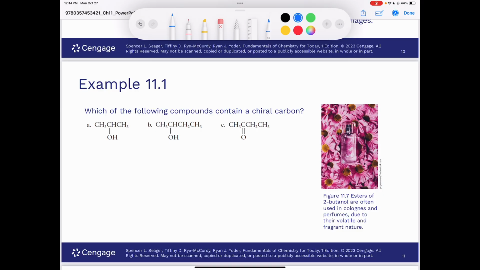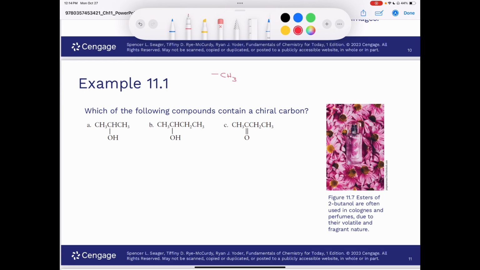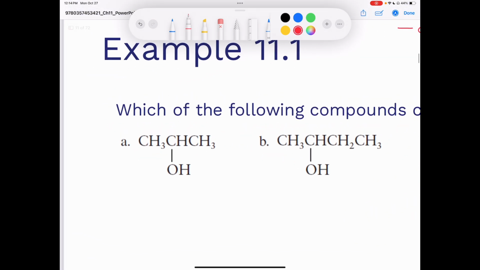Example 11.1 asks which of the following compounds contains a chiral carbon. If you look at A, a CH3 group cannot be chiral, because the carbon is attached to three hydrogens that are all identical. And the carbon in the middle is also not chiral. Why not? Because it's attached to a hydrogen, an oxygen, a methyl group, but also another methyl group over here.